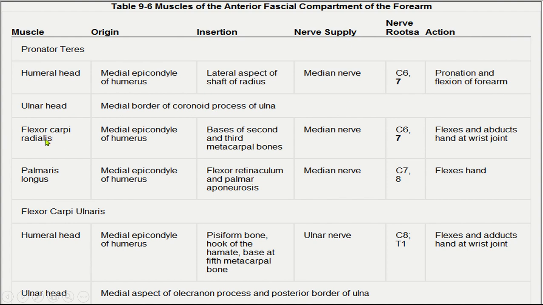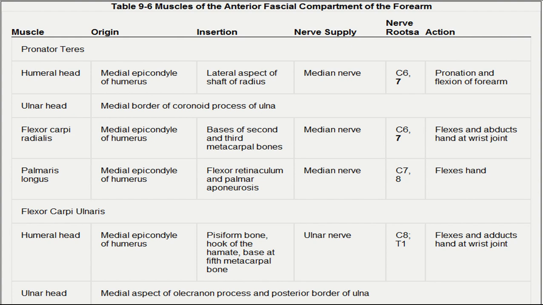The flexor carpi radialis: origin is from the medial epicondyle of humerus, and its insertion is on the bases of the second and third metacarpal bones. Nerve supply is by the median nerve. C6, C7 are the nerve roots, and it flexes and abducts the hand at the wrist joint. The third muscle is palmaris longus. Its origin is from the medial epicondyle of humerus. The insertion of this muscle is at the flexor retinaculum and palmar aponeurosis. The nerve supply is the median nerve. C7, C8 are the nerve roots, and it flexes the hand.